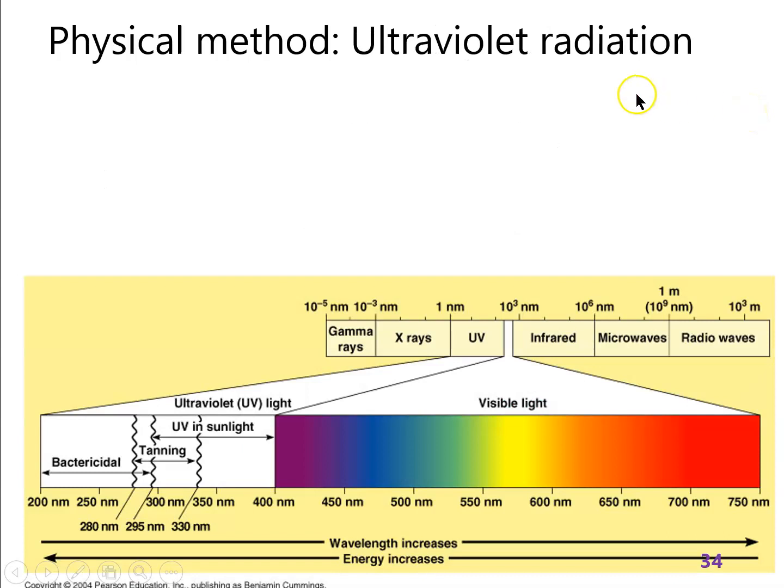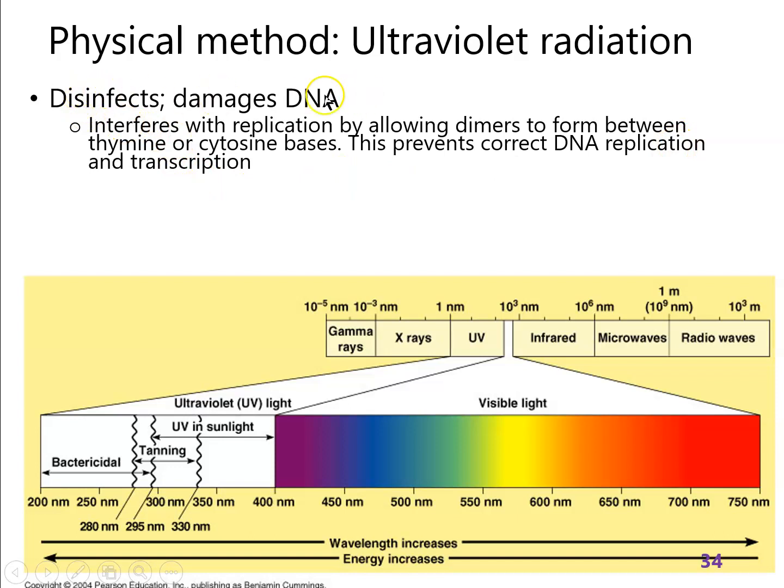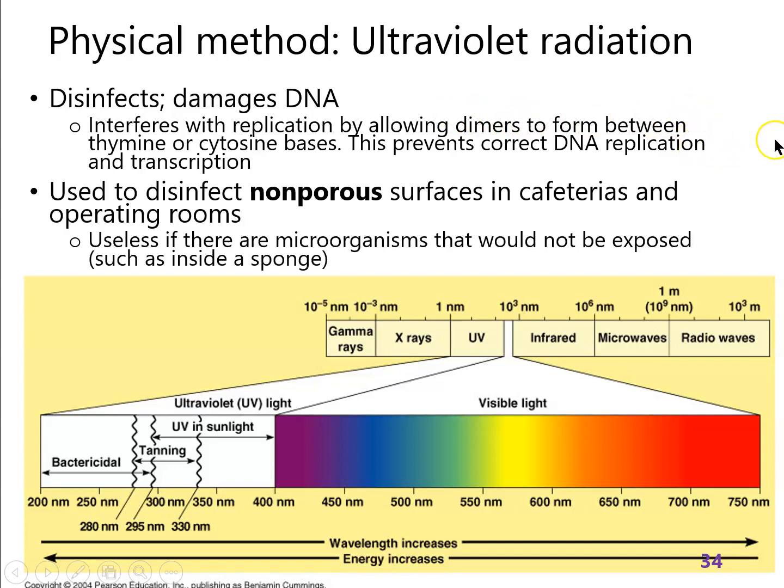What we do use more often is ultraviolet radiation. So this is just ultraviolet light, and it's able to damage DNA. So you can use this for disinfection if you have a non-porous surface. So the insides of biosafety cabinets in laboratories are disinfected using ultraviolet radiation. But you can't use it for anything porous, like a sponge or a cloth that would block the light. So you can only damage cells that are directly exposed to the light.